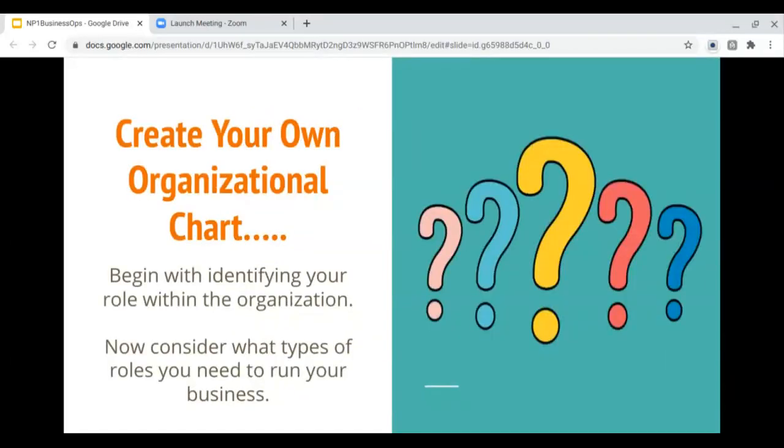So we're just going to play around a little bit, and this is something you guys can definitely do on your free time. I like to include activities in my presentations, and create your own organizational chart. So you want to, at this point or later on, when you watch the video later, think about who's going to be doing what within your organization and what types of roles you'll need to run your business.